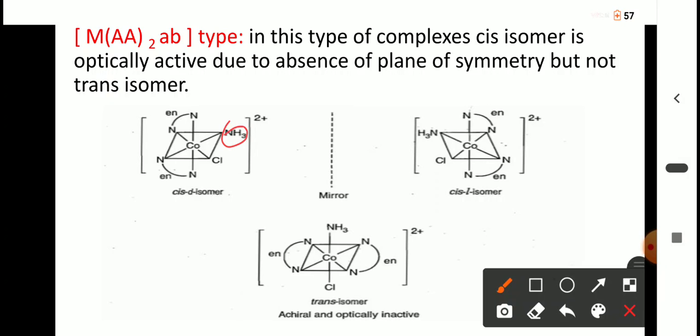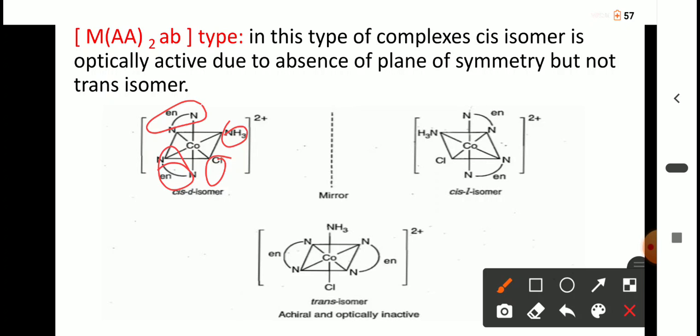Here two different monodentate ligands are there. In such cases, we have to see the differentiating ligand, that is the bidentate ligand. In this bidentate ligand, the heteroatom is nitrogen. Nitrogen is cis to each other. Therefore, this is called a cis isomer. This is dextrorotatory. It has a mirror image, that is the levo isomer.